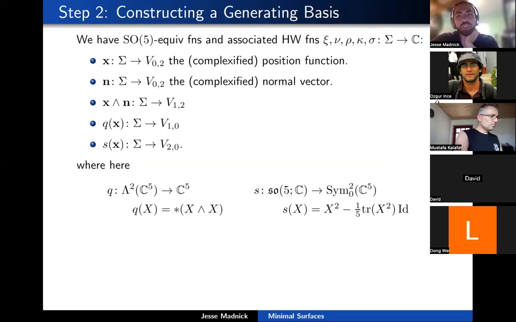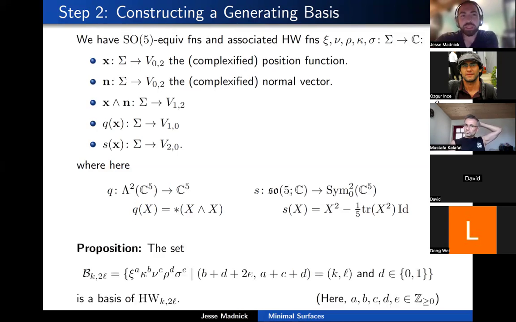Right, so it was not obvious to find those. This is where the geometry came into play. Now for each of these equivariant functions, there's a corresponding highest weight function, and I'm using Greek letters for that. So psi, nu, rho, kappa, and sigma are the corresponding highest weight functions.